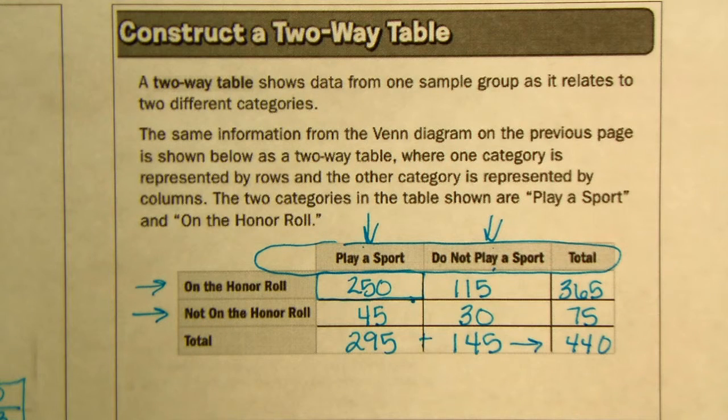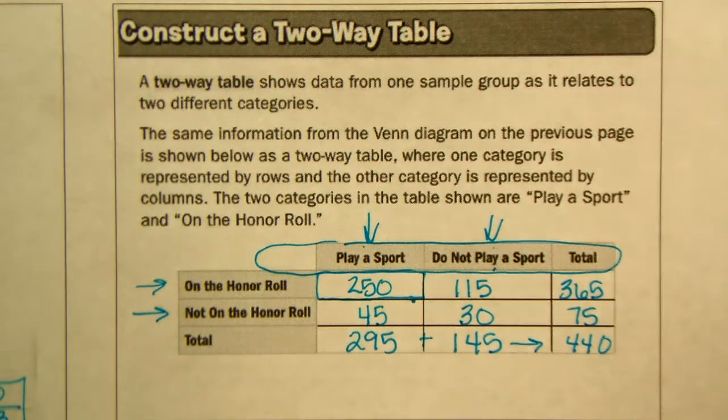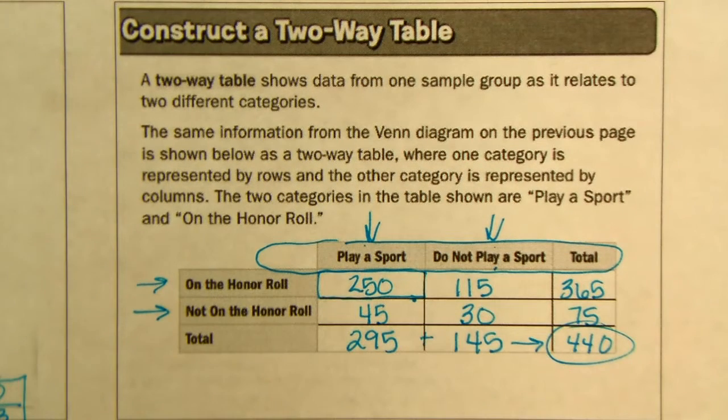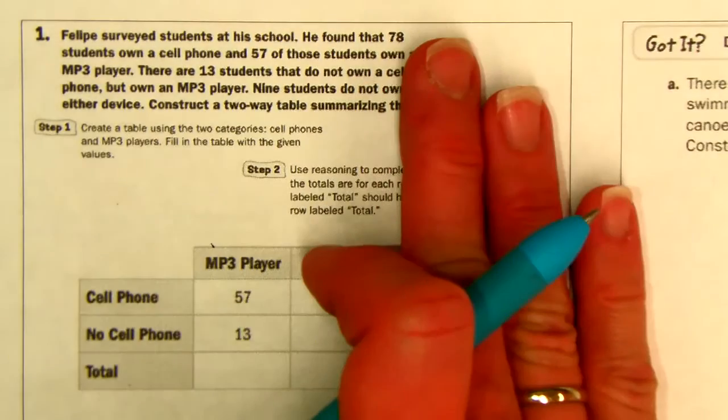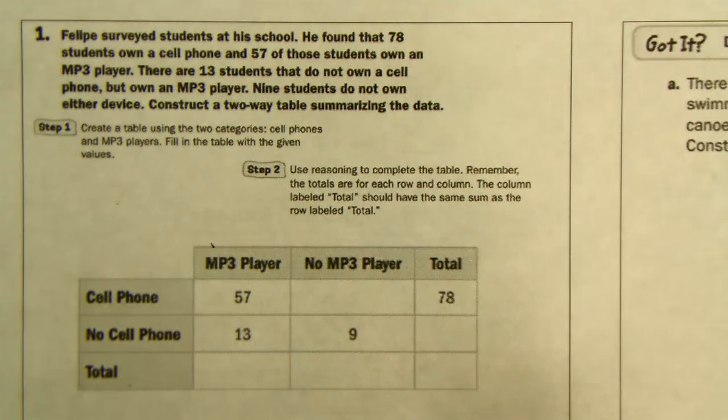Okay, so let's check this out down here on slide number 3. We're going to look at this one. So in this paragraph, they're going to give us all this information. Felipe surveyed students at school. He found that 78 students own a cell phone, and 57 of those students own an MP3 player.